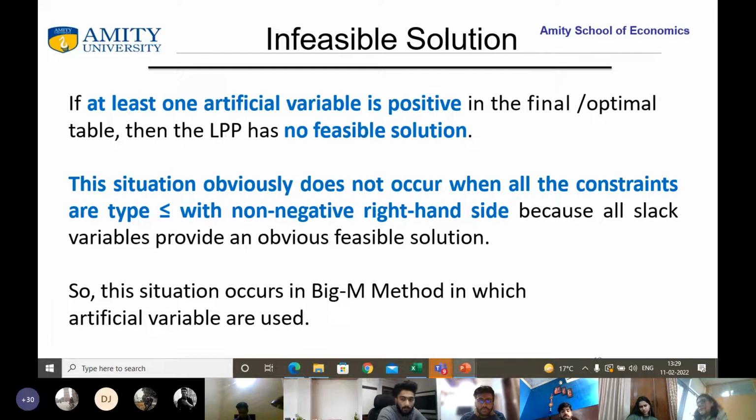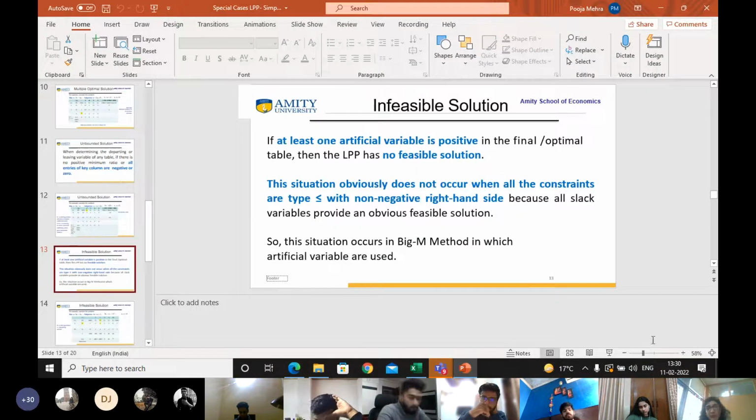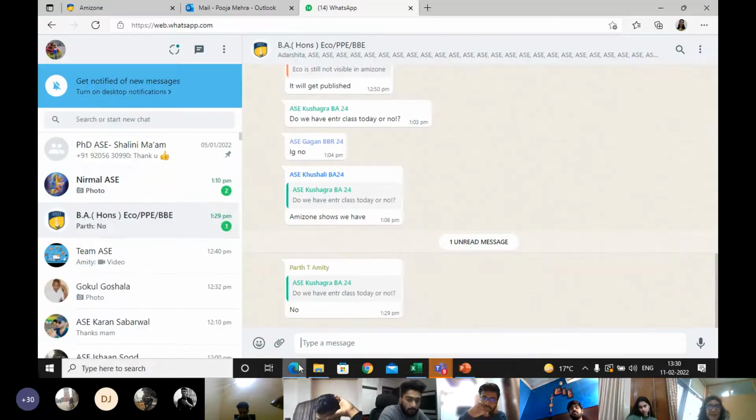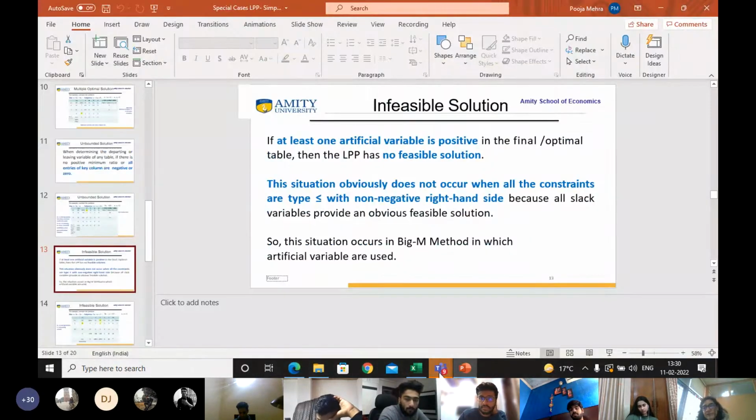Last is the infeasible solution. The LPP problem, when solved with the help of the simplex method, is said to have an infeasible solution if in the final table the artificial variable is still present as a basic variable. Now this problem can be resolved using the dual simplex method that we will discuss in the next session.